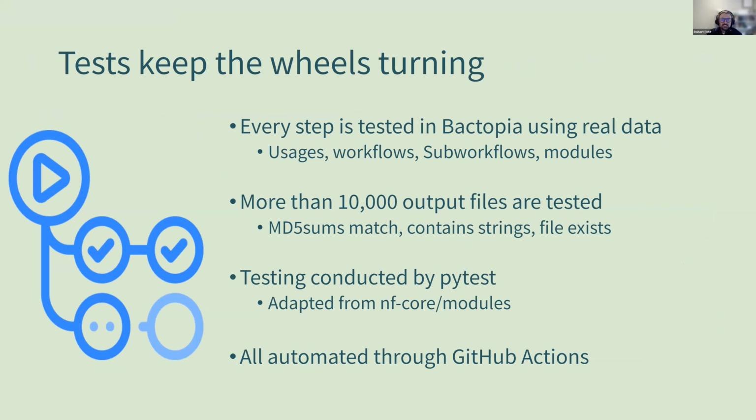Some other things that Bactopia is doing is a lot of testing, and that helps keep things running. These tests were adapted from the nf-core modules repository. Basically, every step is tested to make sure it's still producing the expected outputs. The last time I checked, it was more than 10,000 output files, which seems extreme, but some of those programs just spit out a lot of files. And it's all automated through GitHub Actions. This is getting outside the realm of workflows, but it is nice to have this whole CI on the back end, this continuous integration, where I can submit changes to the workflow and determine whether it's still working or not. On more than one occasion, it has saved my butt, which is very nice.